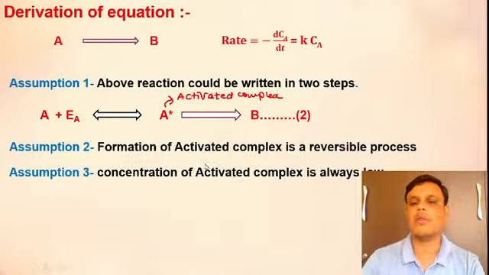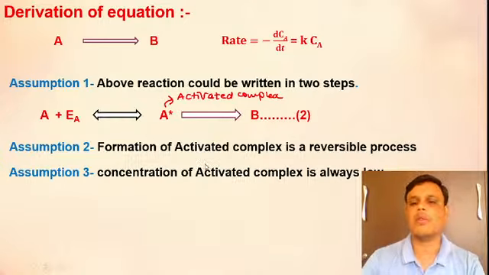Now the next step is the equilibrium constant for the first step of reaction 2 can be written as. This is your reaction number 2, and we will apply the law of equilibrium for the first step only. Only for this step we will write down the equilibrium constant, and this equilibrium constant is denoted by Kc.